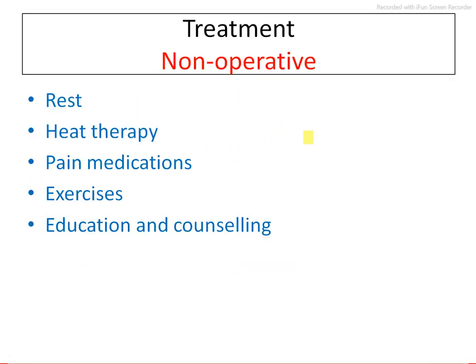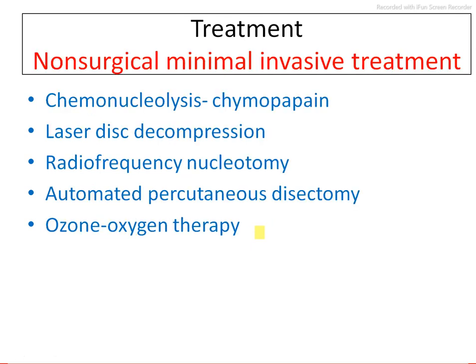Now the non-operative treatment. Usually rest is advised for the acute phase, 2 to 3 days of rest, and then gradual day-to-day activity. Slowly we can move on. Another is heat therapy, pain medications, analgesic ladder pattern you can go, and back strengthening exercises, education and counseling, especially about the posture and body lifting, weightlifting, different things.